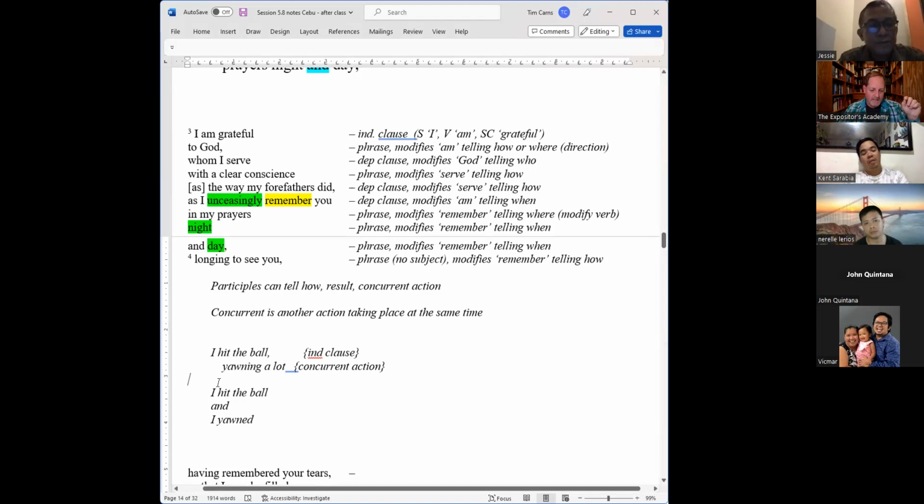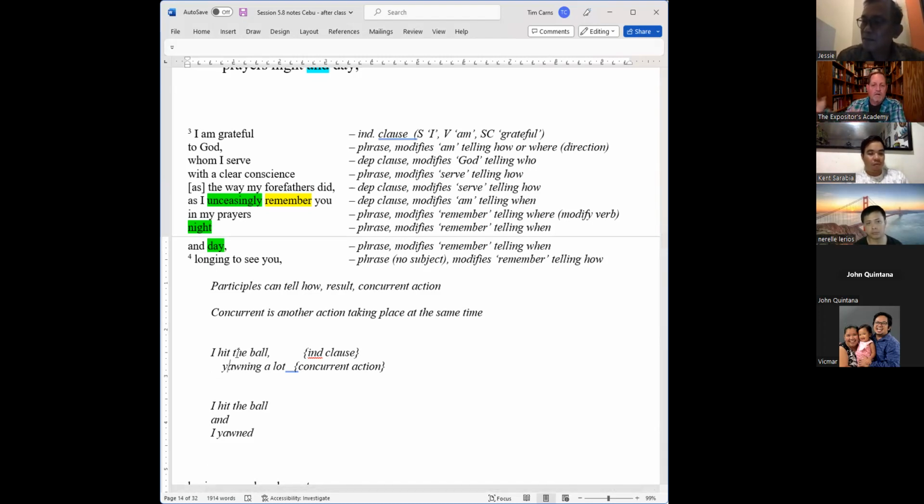But if I said, I hit the ball yawning a lot, what I'm telling you is that I hit the ball and I yawned, but yawning was a less important action. I hit the ball was the priority. That was the main action. Yawning was another action happening, but I as the author am not giving it the same importance. That makes sense?